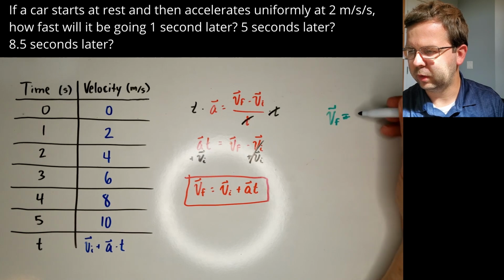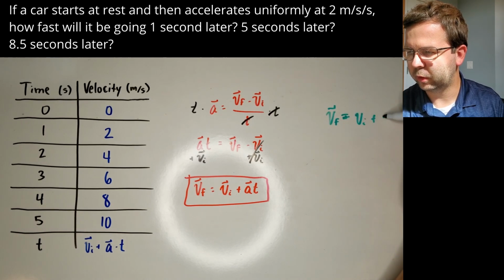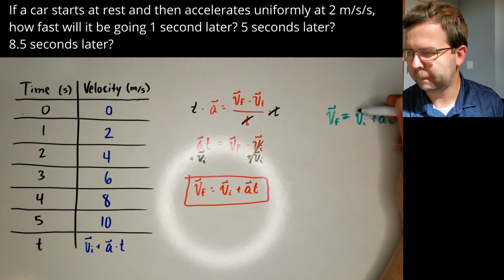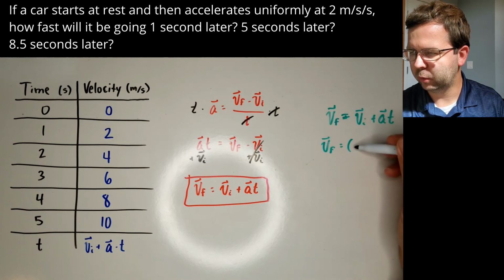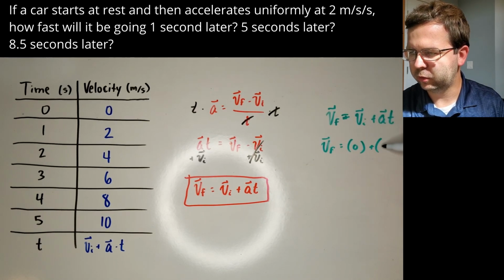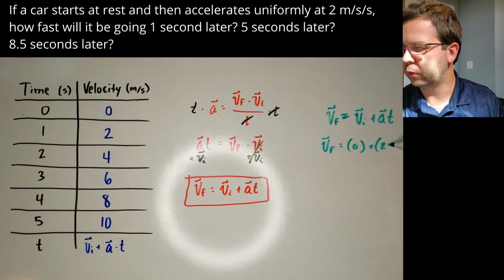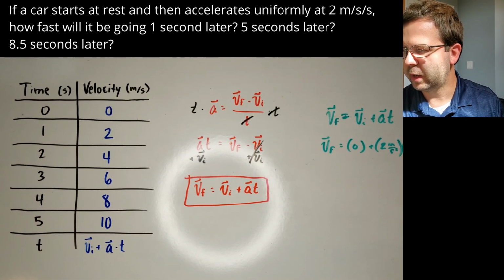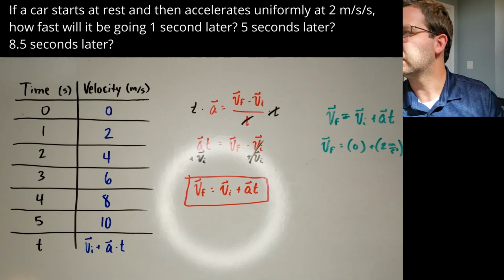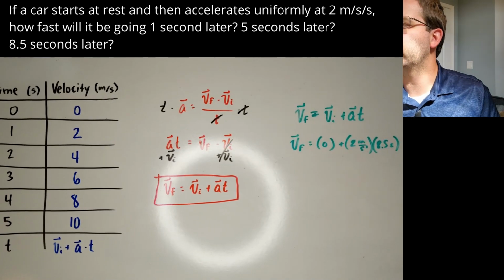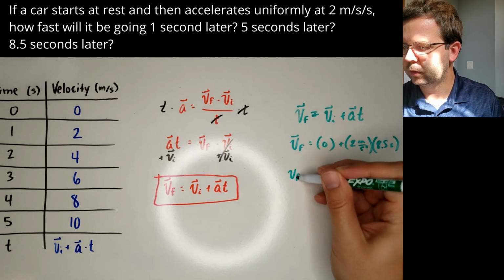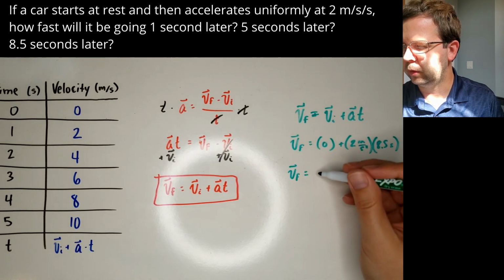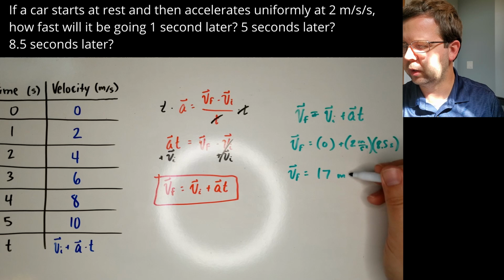Final velocity equals initial velocity plus acceleration times time. Okay, so my initial velocity here was 0. The acceleration is 2 meters per second squared, or meters per second per second, and then 8.5 seconds is my time. I'm running off the board there, sorry. So 2 times 8.5, so that'll be 17 meters per second.